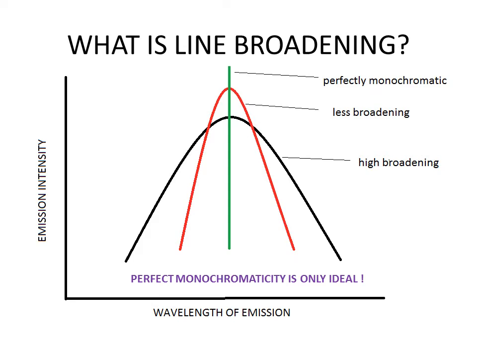Whereas in the case of an LED, even though the emission is a single color, it is composed of closely spaced or adjacent frequency components, so it will be slightly broader. Whereas in the case of a lamp, it is composed of many frequencies and it will be very, very broad. So this is a simple explanation of what line broadening is.